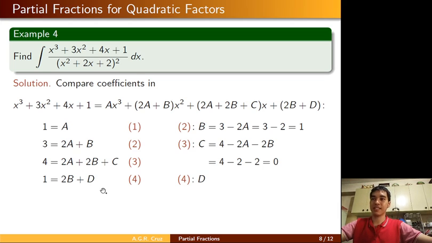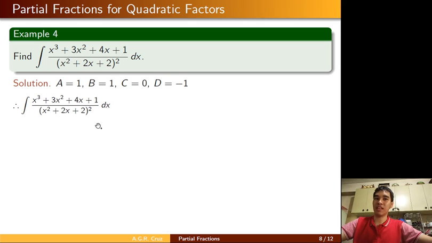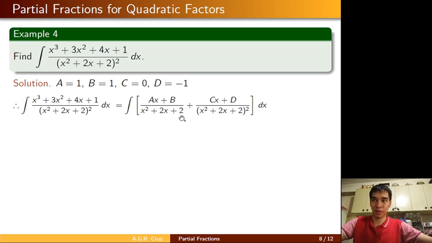Your d is now equal to 1 minus 2b, and your b is 1. You get 1 minus 2, which is just negative 1. So here are your values now. Your a is 1, your b is 1 as well, your c is 0, and your d is negative 1. So the integral of this one is now equal to the integral of the partial fraction form, no?